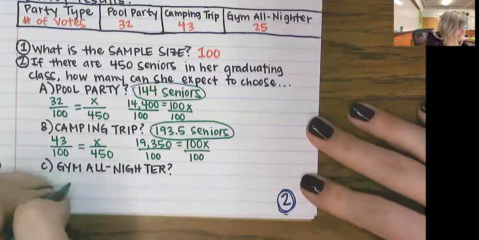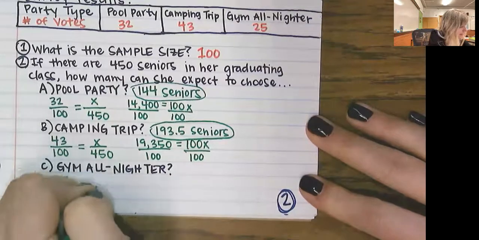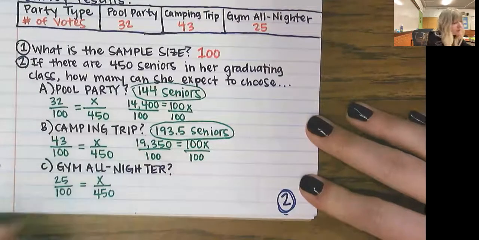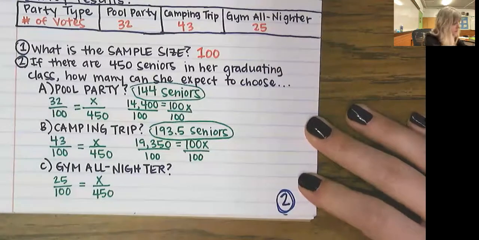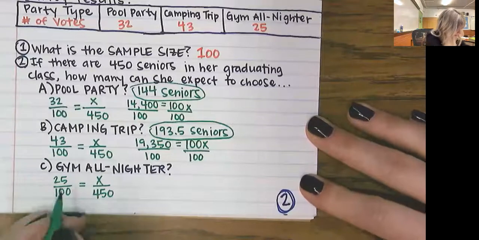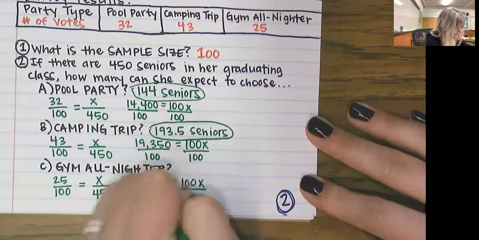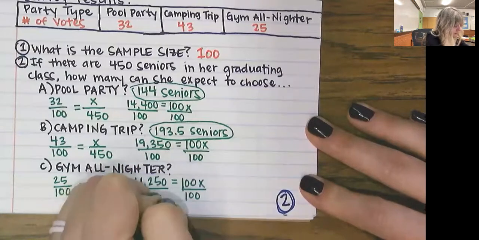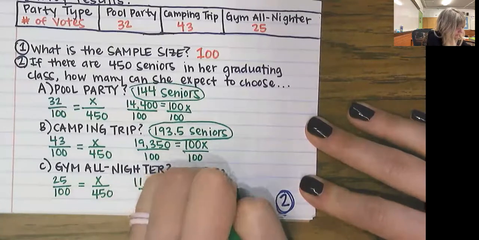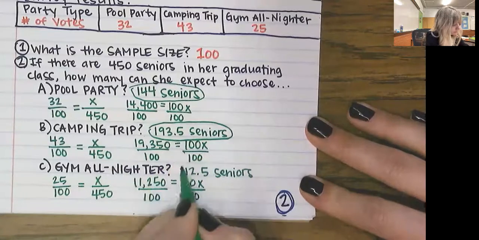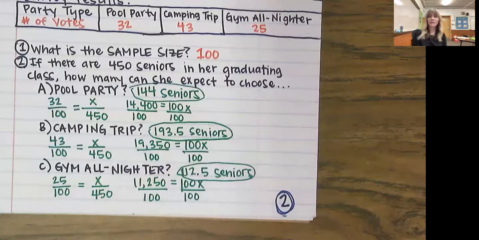All right, and the gym all-nighter in our sample, we said 25 out of 100. So what would that be in the population? So you start with what happened in the sample. Okay, let's use that to make a prediction of what will happen out of the population. 25 times 450 is 11,250 equals 100x. Divide by 100, divide by 100, and that is 112.5 seniors. And now the senior class president can use this data to make a decision.